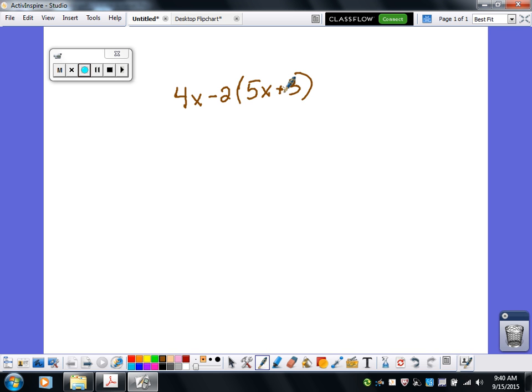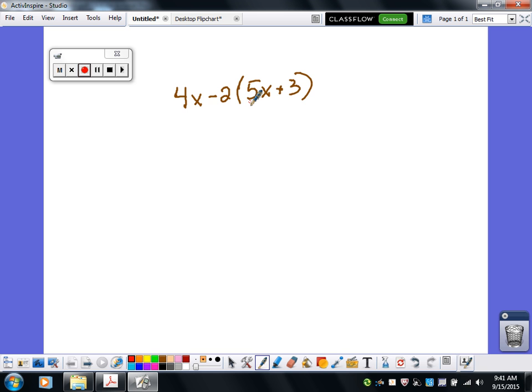Sorry. All right. So can I combine the 4x and the 5x right away? I can't. Why not? Because one of them is in parentheses. So how do I deal with that parentheses? Is there anything that I can do? We just talked about it. What property can I use? The distributive property, absolutely. Now, what am I going to distribute?